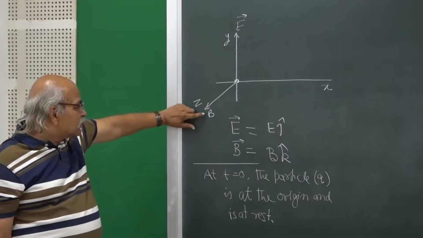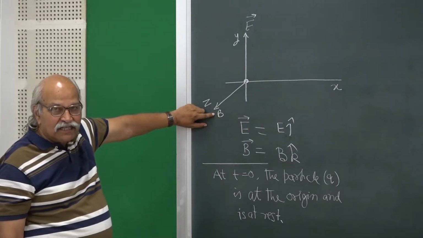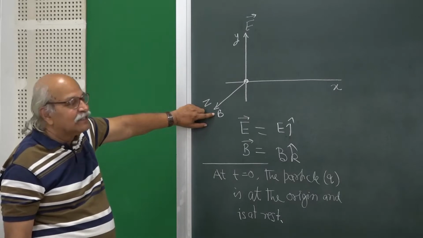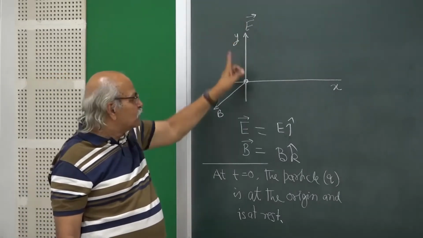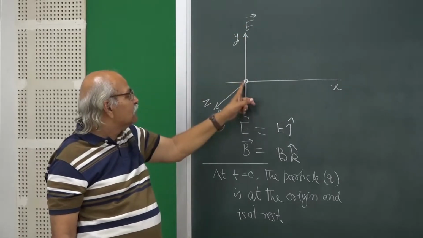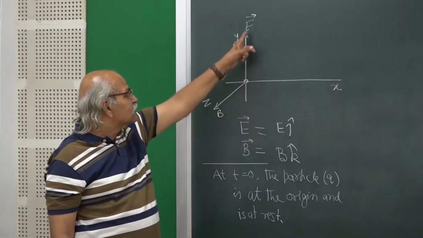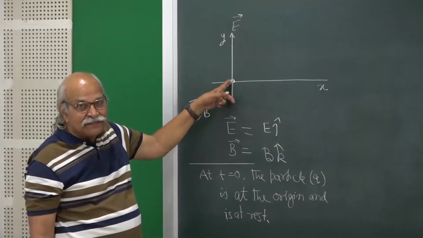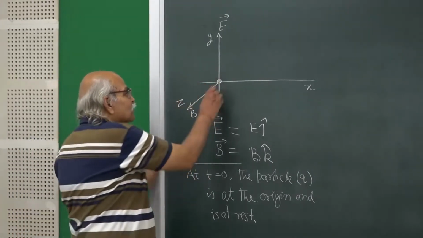So, the magnetic field will not exert any force on the charge if the speed is 0, if it is at rest. Electric field will exert a force, and that force will be in the direction of the electric field, assuming q positive. So, this will exert a force that will create an acceleration, that will change the velocity. So, it starts this way.